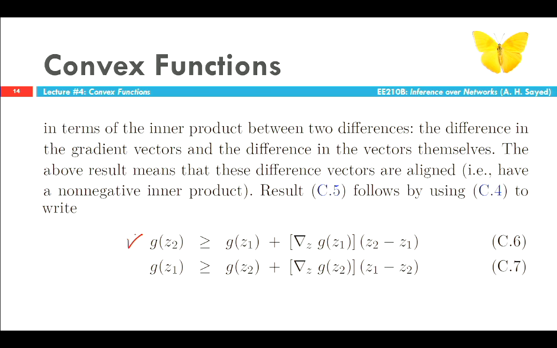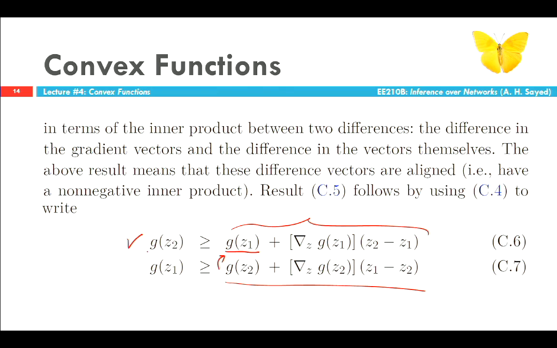And likewise, the function at Z1 is lower bounded by the plane that's tangent at Z2, right? So these 2 properties have to hold because this is equivalent to the definition of convexity. So now if you take the second line, here you have G of Z1, put it up here, right? Because this is larger than the right-hand side, and then G of Z1 is larger than this, so replace this there, right?